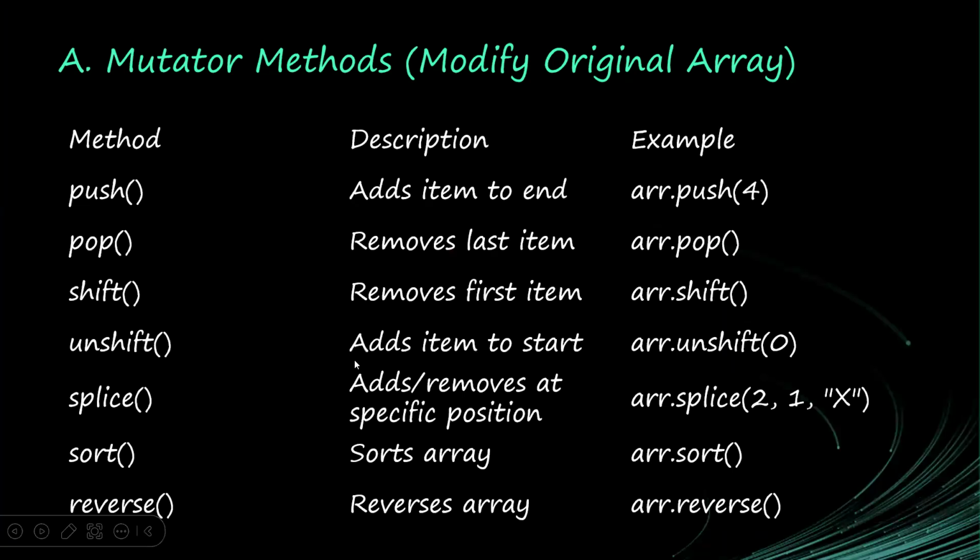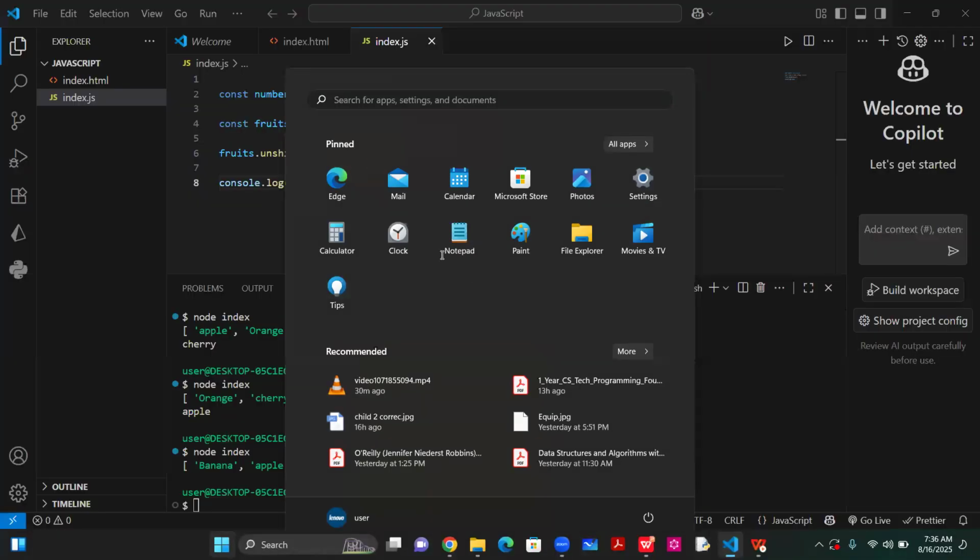Okay. We also have the splice. This splice makes sense. So you can use the splice to add or remove items at a specific position. So let's pay close attention. The first argument is, at what position do you want to start from? Then how many items do you want to remove? And then what item do you want to add? So now let's go and show you. Please pay close attention here.